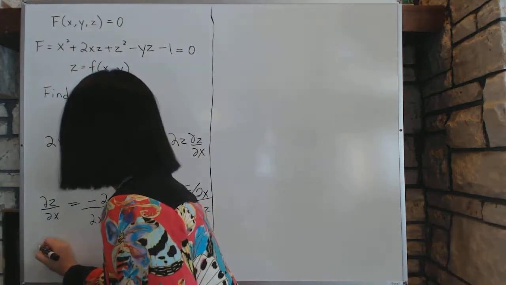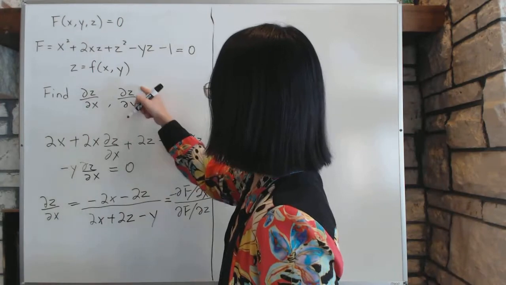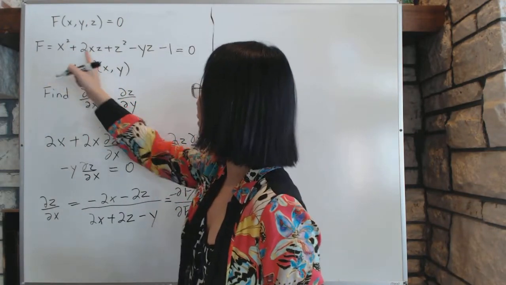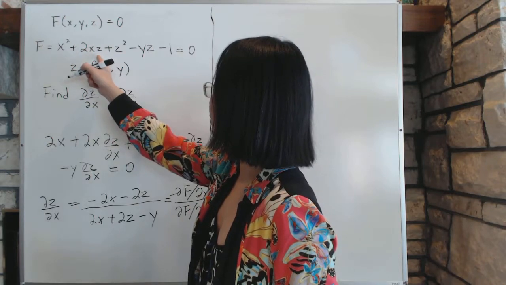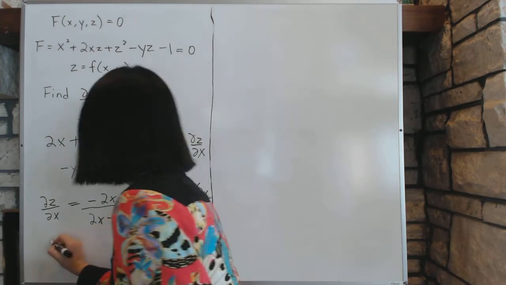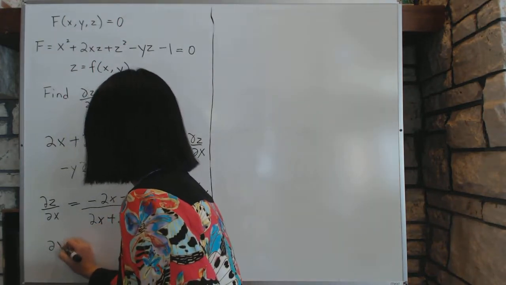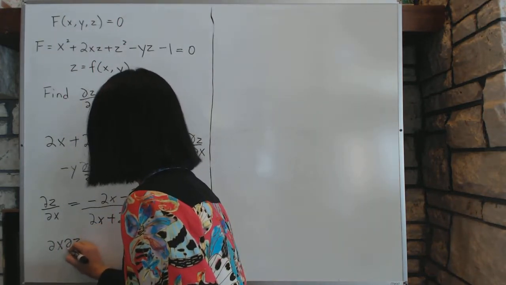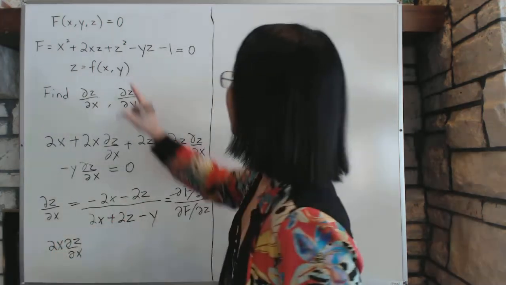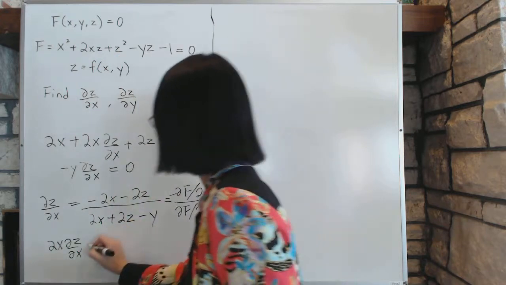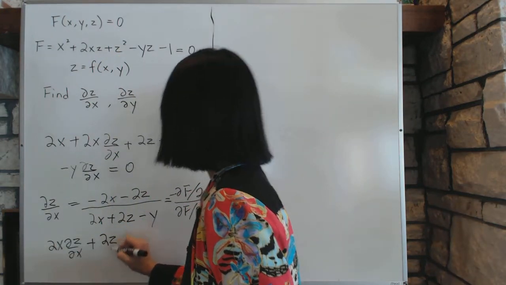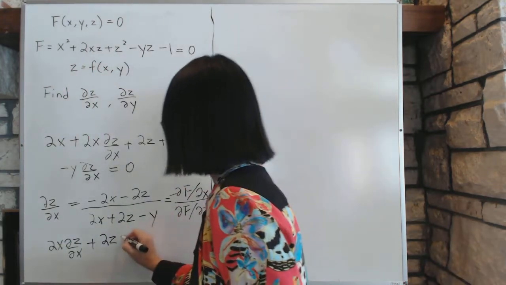The next one is with respect to y. If we take the partial derivative with respect to y, then x is a constant, and this becomes 2x partial z partial x. Okay, this is a 2 there, and then plus 2z, and then partial z partial y.